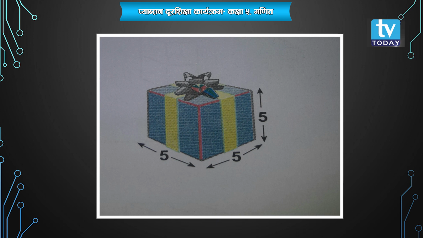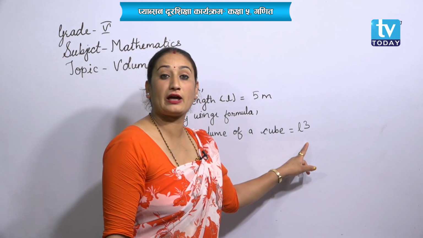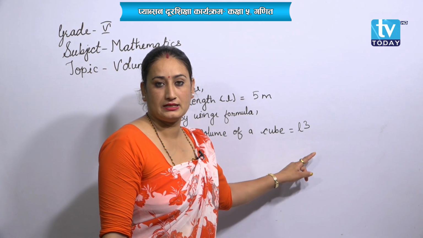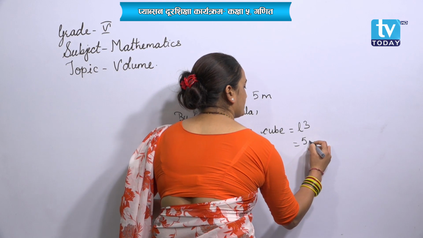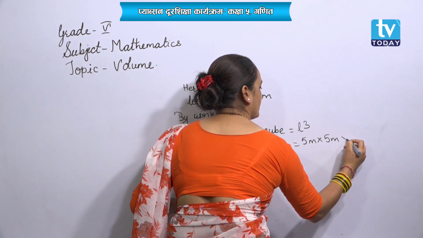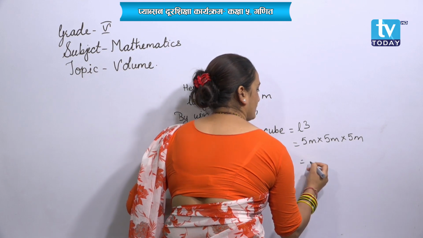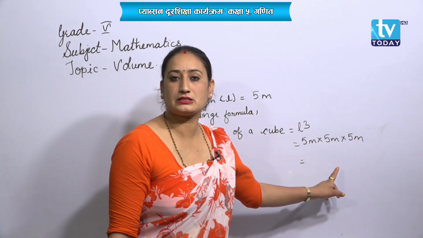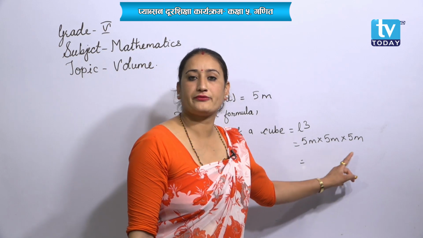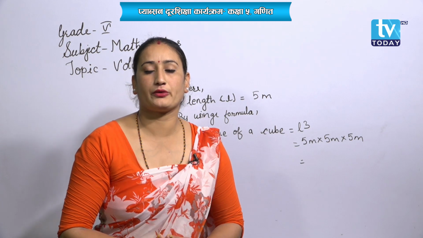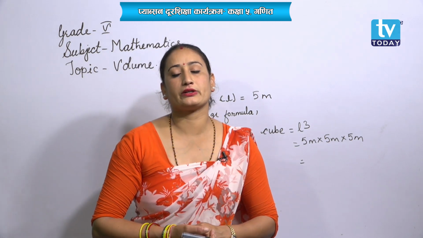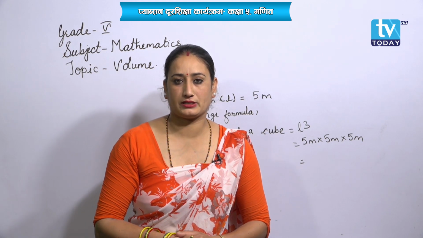So length is given 5 meter. Volume, by using formula, volume of a cube equals to L cube. Same process. Okay. So write here 5 meter into 5 meter into 5 meter. Then it's 5 times 5 is 25. 25 5 times is 125 meter cube, or we can say it as 125 cubic centimeter.